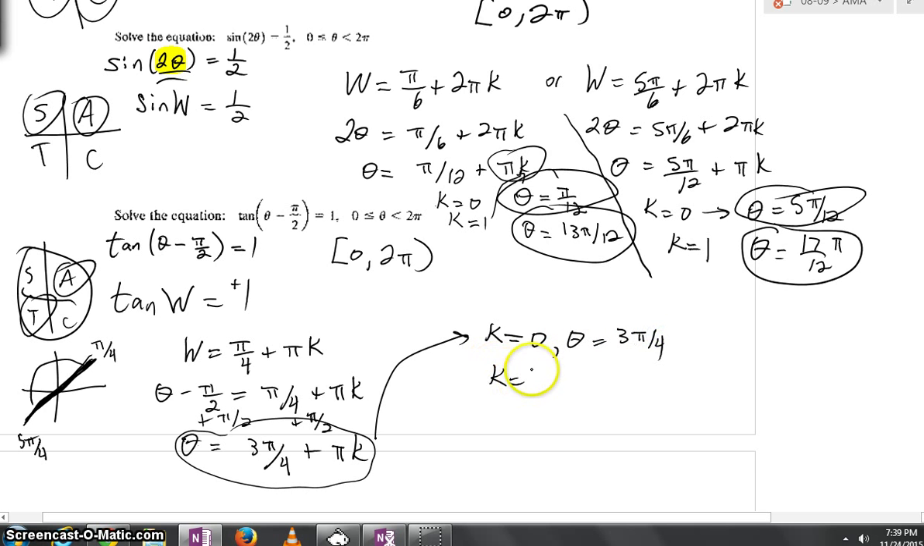If I let k equal 1, I'd have pi plus 3 pi over 4, so that's 4 fourths plus 3 fourths. That would be 7 pi over 4. If I let k equal 2, I'm too large. 2 pi plus 3 pi over 4 would just be too big. K equals negative 1 would be too small. It would yield a negative angle measure. So we will just have 3 pi over 4 and 7 pi over 4 for our final answer.